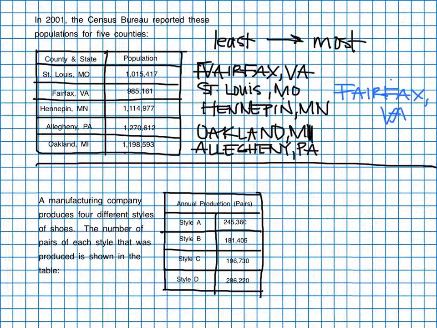Now let's look at our next problem. A manufacturing company produces 4 different styles of shoes. The number of pairs of each style that was produced is shown in the table. Okay, annual production pairs, because it does make sense that we make pairs of shoes instead of just a shoe, because that would just be weird.